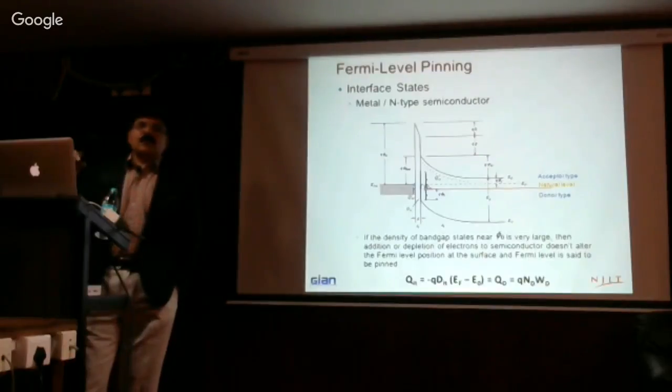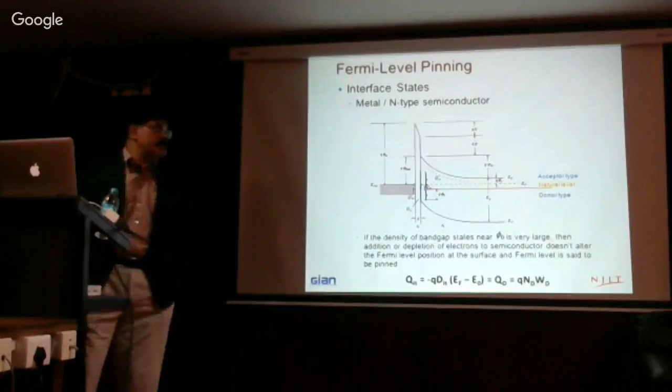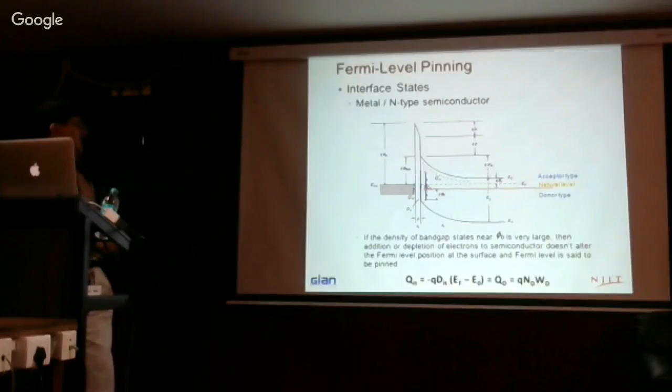The idea is to reduce the number of interface defects. So if the density of band gap states near the interface, which is here, is very large, then addition or depletion of electrons to the semiconductor doesn't alter the Fermi level position at the surface, and the Fermi level is set. And then you are stuck with it, and that's where the device is.